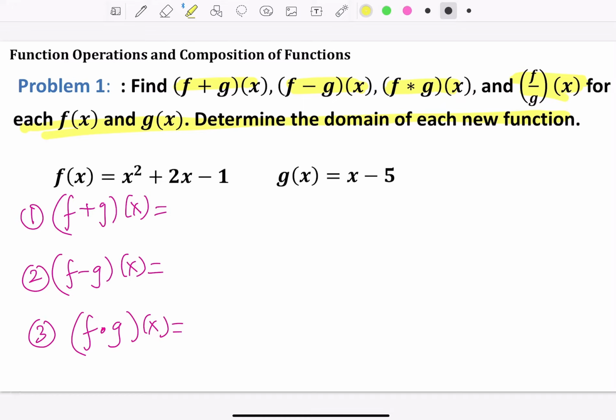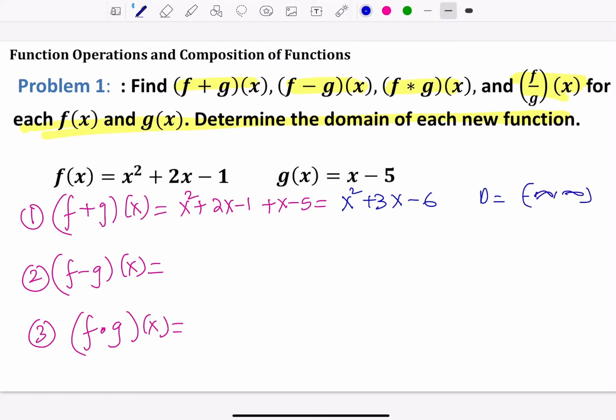We're going to be finding all four functions given f of x and g of x. So to find the addition function, we're just going to go ahead and add the two polynomials. And that's going to be x squared plus 3x minus 6. And the domain will be negative infinity to positive infinity, all real numbers, because this function is defined everywhere.